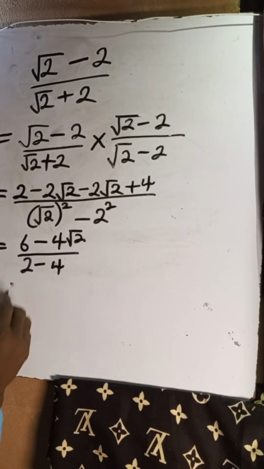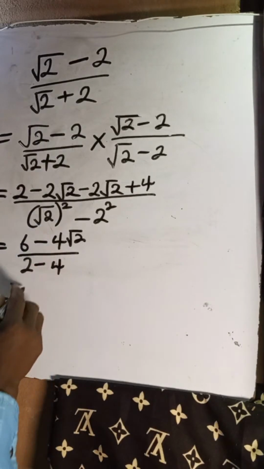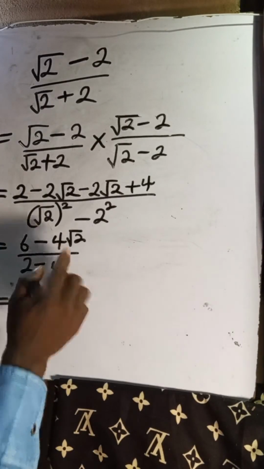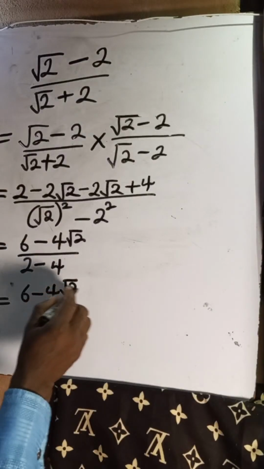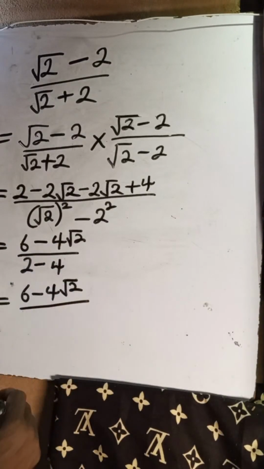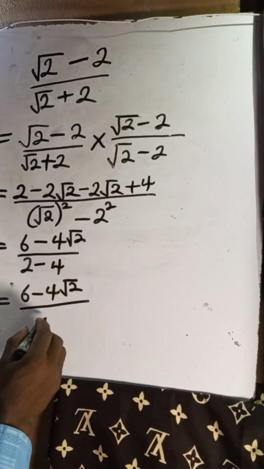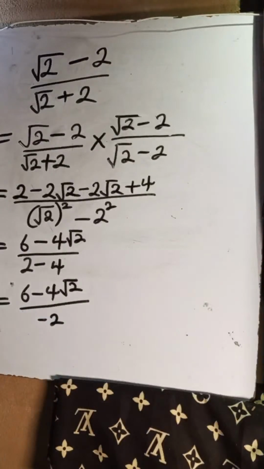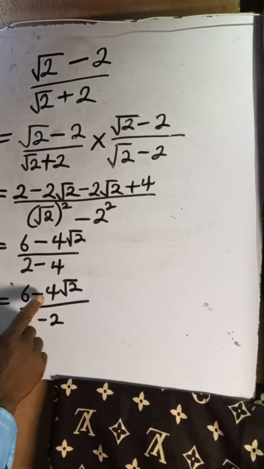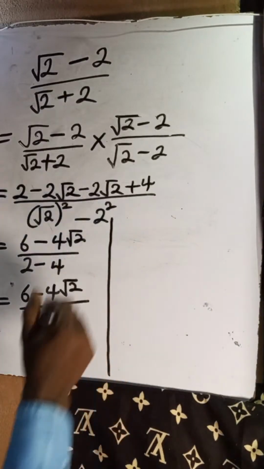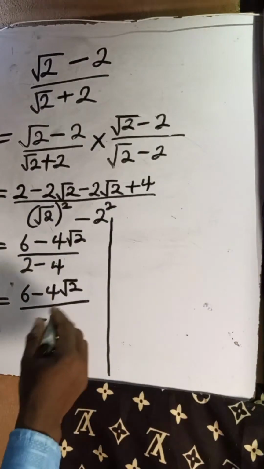Then this gives 6 minus 4 root 2. Please do not subtract; this is not 6 minus 4. This is 4 root 2, please. This is 4 root 2 divided by 2 minus 4, which is minus 2. Then if you look at this, you see that 2 can divide this and this. So we can bring out the common term from here. What's the ACF? Let's look for the ACF of 6 and 4.